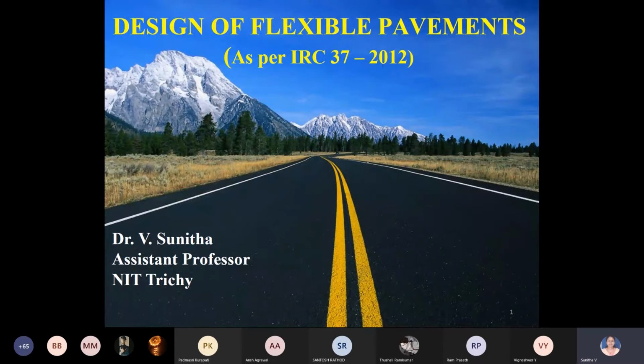Is the flexible pavement slide visible? Yeah, thank you.